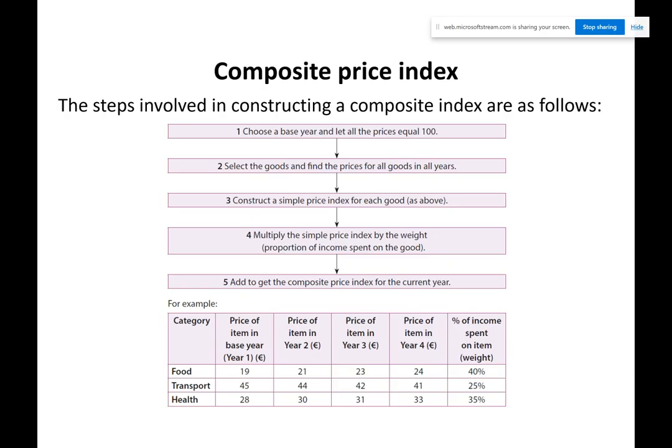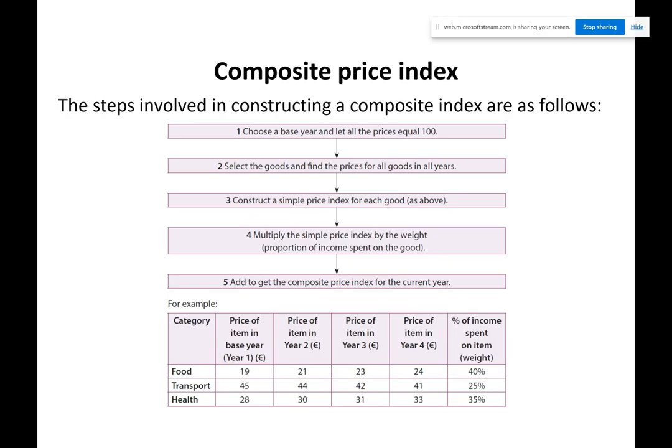Multiply the simple price index by the weight. Now, this is really important. This is probably the most important lesson you'll learn from today. This thing called the weight, the percentage of your income that's spent on an item. If the price of milk has gone up by 1,000%, that's irrelevant unless we spend a huge part of our income on milk.